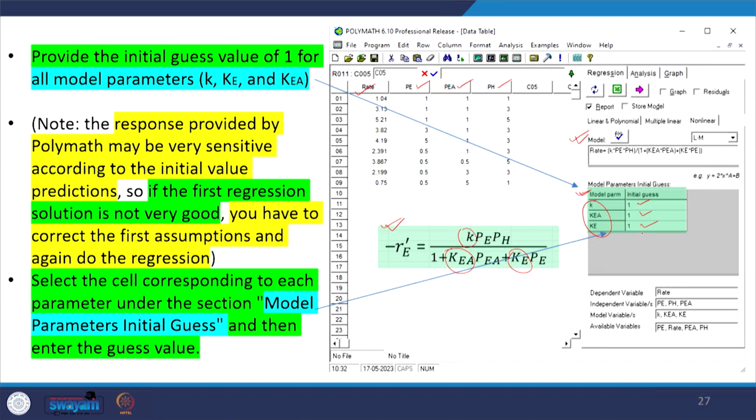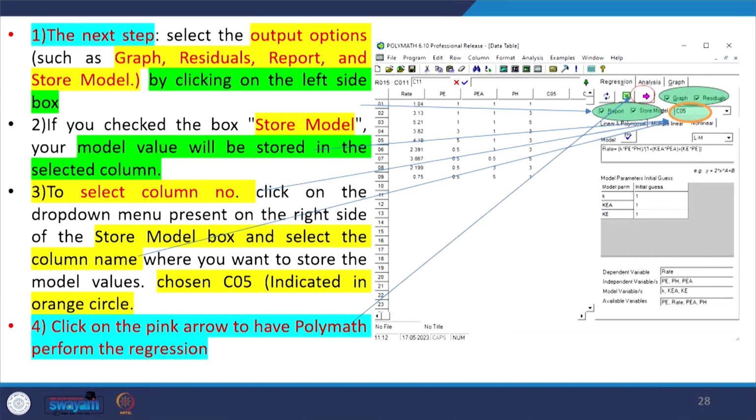So, everything we have put in this Polymath software, and after that we have to do the regression. The next step is to get the output, meaning the results. In what forms do we want to get them? It can be graphs, residuals, reports or store models. Like this we can get them. So, here we can click graphs, residuals, and in the form of report or store models, all of these we can click.